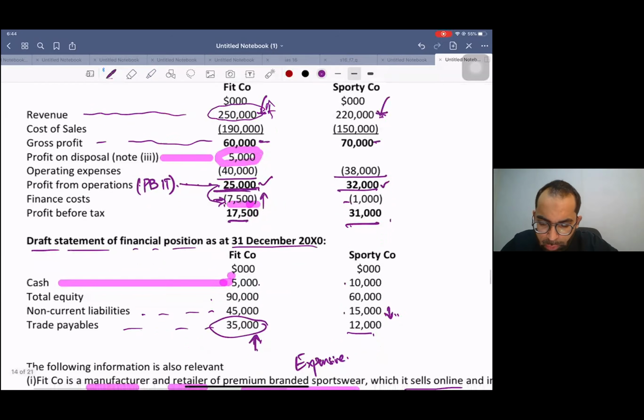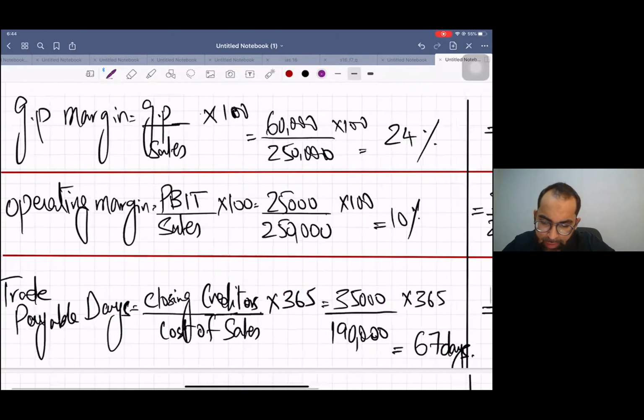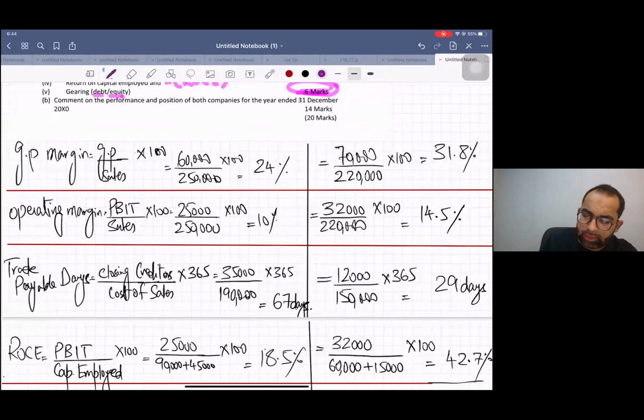Now let me show you these two ratios. I have already computed them because our time is very important. Listen. GP margin is GP upon sales into 100. See this, not a big deal. Operating margin is operating profit upon sales into 100. Yes or no?